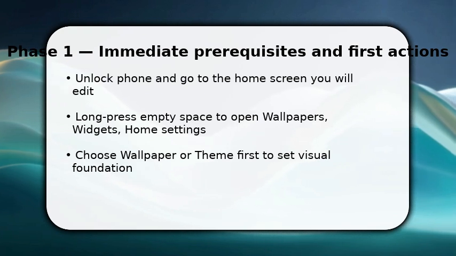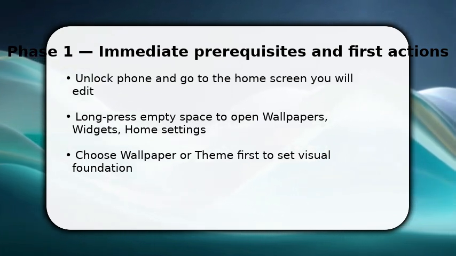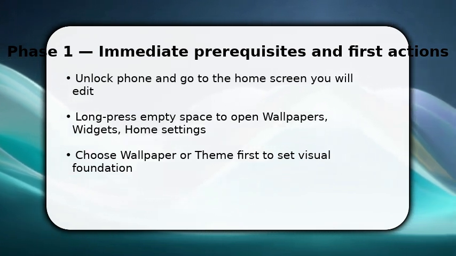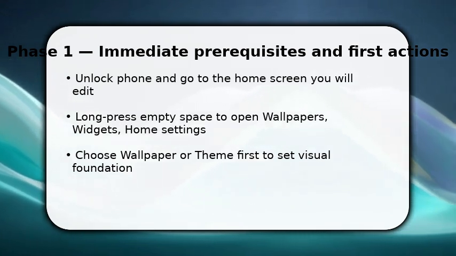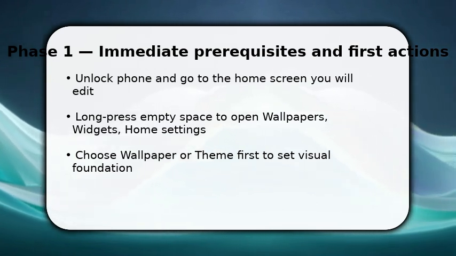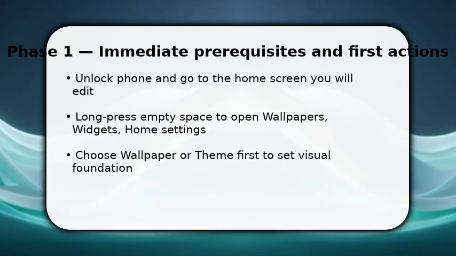Once done, open Widgets to preview sizes and functions, then check Home Settings to pick grid size or launcher style. Make sure to grant any permission the launcher asks for. This avoids broken widgets. Don't delay. Start by selecting Wallpaper and Basic Layout before moving.